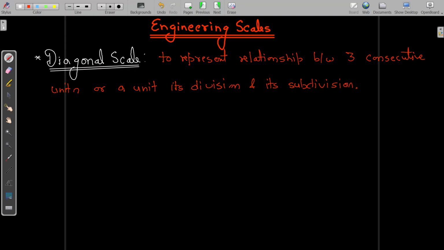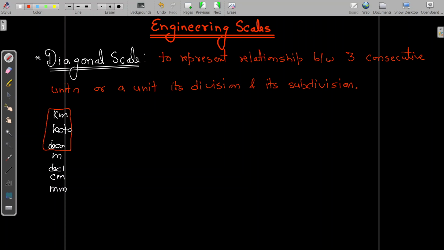For example, let us say we have units like mm, the unit of distance, then centimeter, then decimeter, then meter, then decameter, then hectometer, after that kilometer. So anytime if I want to represent the relationship between any three consecutive units, for example between kilometer, hectometer and decameter, these are the three consecutive units.